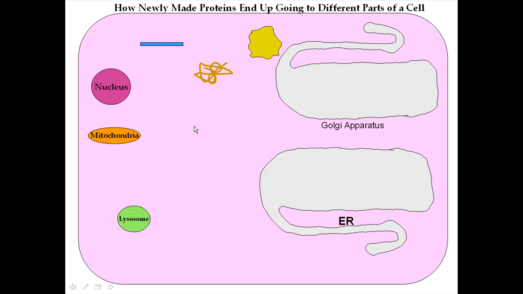The way that the cell knows to keep it within the cytoplasm is that these are proteins that don't have a signal sequence on them. So what we're saying here, the bottom line, is that if a protein has no signal sequence on it, then the cell knows to make it stay put in the cytoplasm. That's where it's going to do its work.